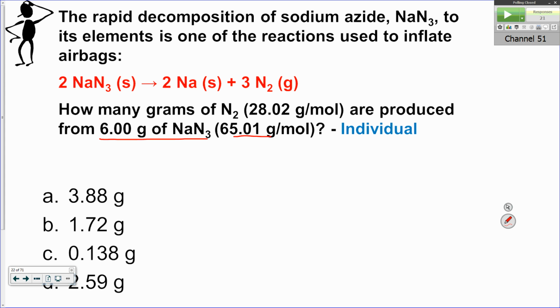I give you the balanced chemical reaction, and I'm wanting to know what's the mass of nitrogen produced when that reaction goes off. So try to do this individually. Give you a couple minutes to do it. So you can't just start with the 6 grams of sodium azide and then just do a dimensional analysis. One relationship at a time.